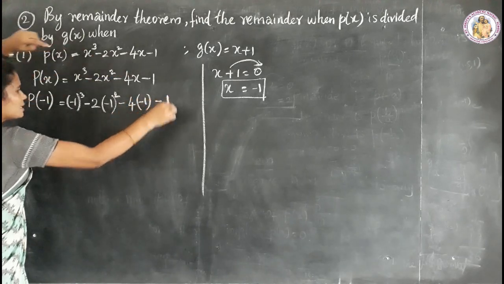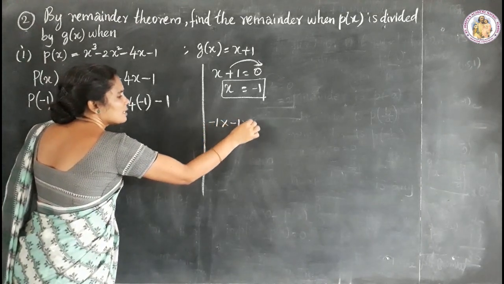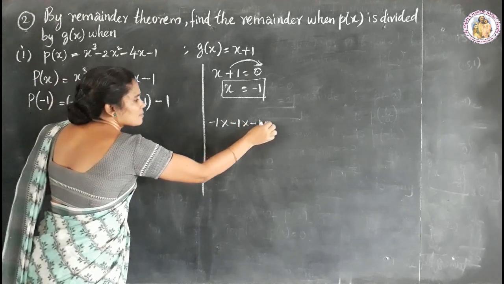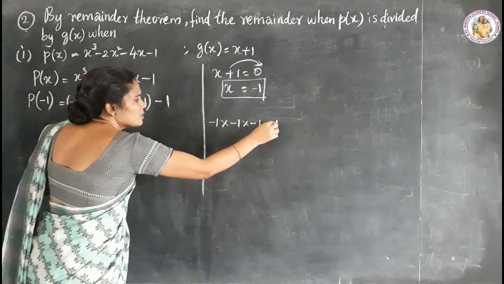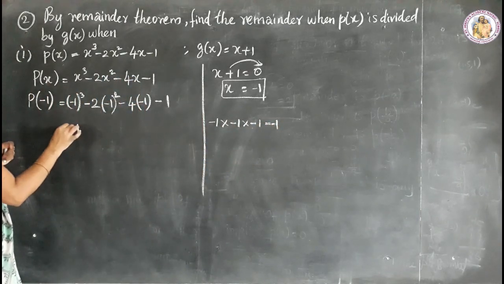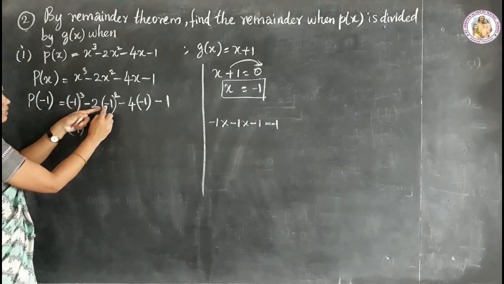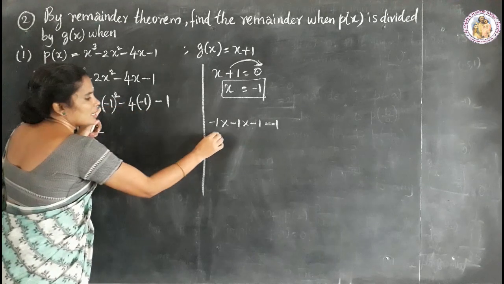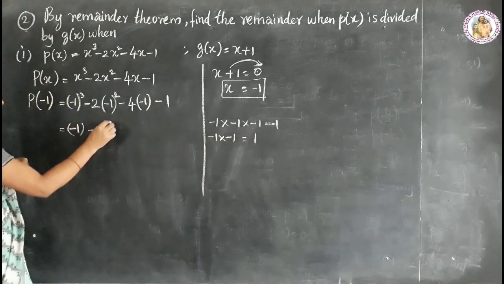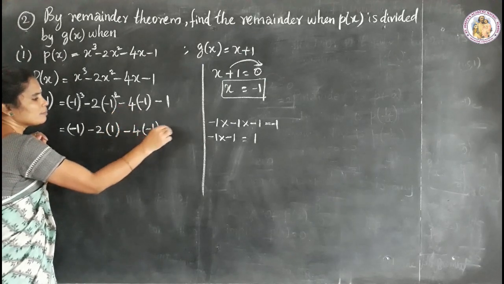So minus 1 minus 1. Okay. 1 into minus 1 into minus 1 into minus 1. So minus into minus is plus, plus into minus is minus. Okay. So 1 ones are 1, 1 ones are 1. So write minus 1. Okay. Then minus 2 here, minus 1 into minus 1, minus into minus is plus, 1 ones are 1. So write 1 minus 4 minus 1 minus 1.